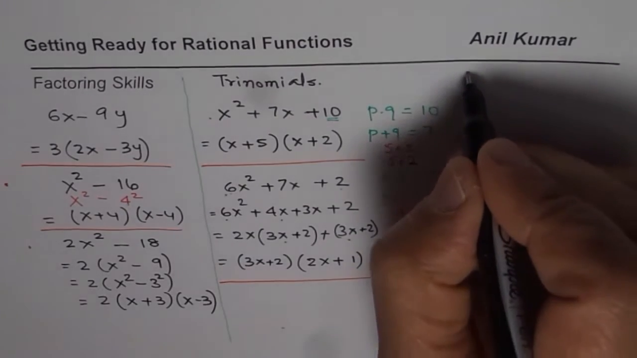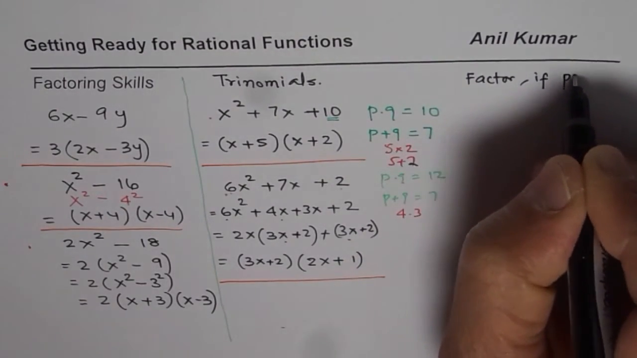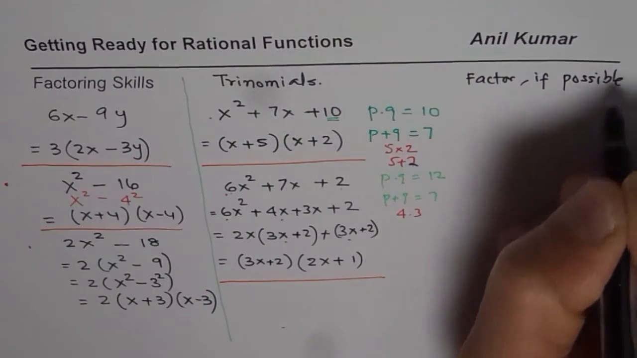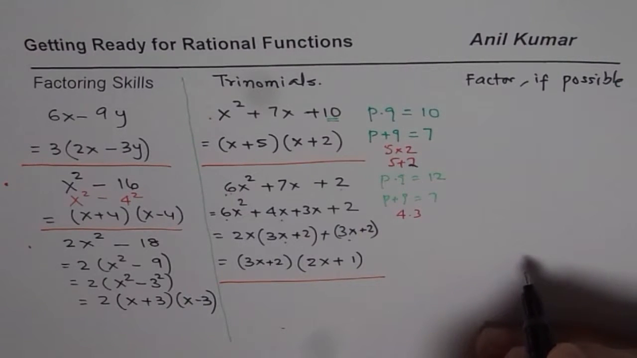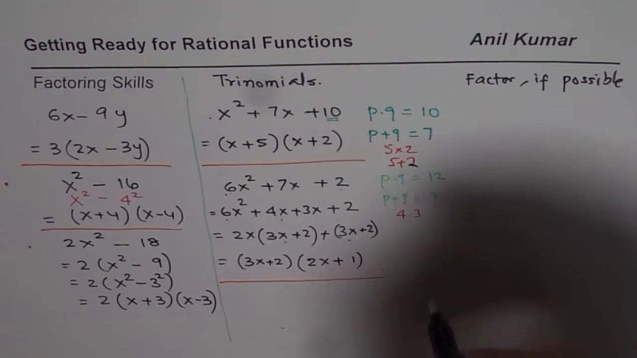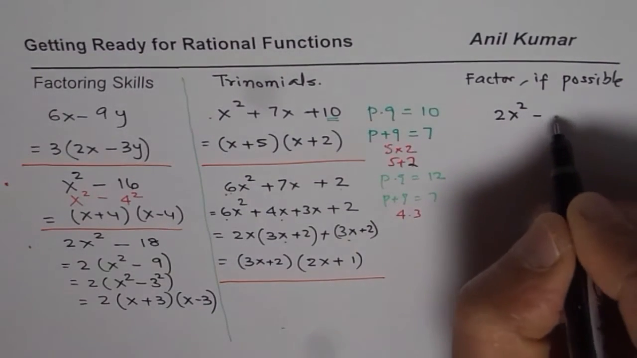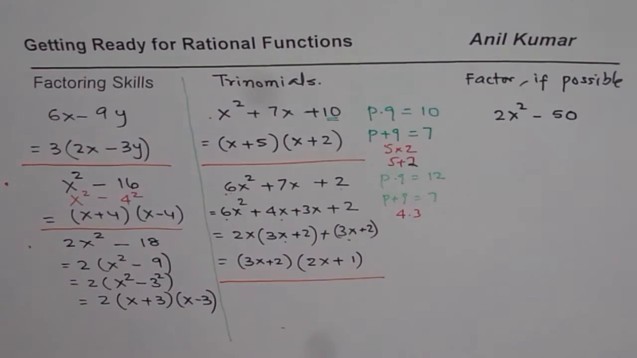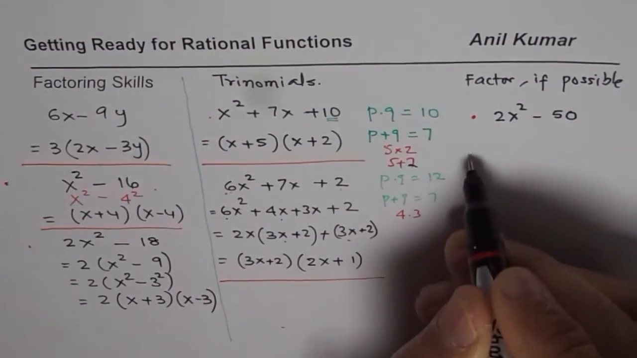Let me say factor if possible. Why am I saying so? At times there may be trinomials or binomials or polynomials which cannot be factored, right? So it is not necessary that always you will have a result, right? So let us take some examples as 2x squared minus, let us say 50, right? So this is one of the questions for you where you may employ technique like we did here, right?